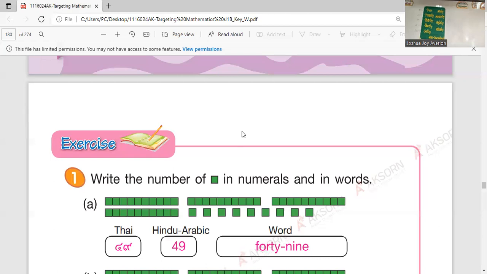Memorize this one, okay? O-N-E, 1. T-W-O, 2. T-H-R-E-E, 3. F-O-U-R, 4. F-I-V-E, 5. Memorize. Okay, tomorrow. Very good.